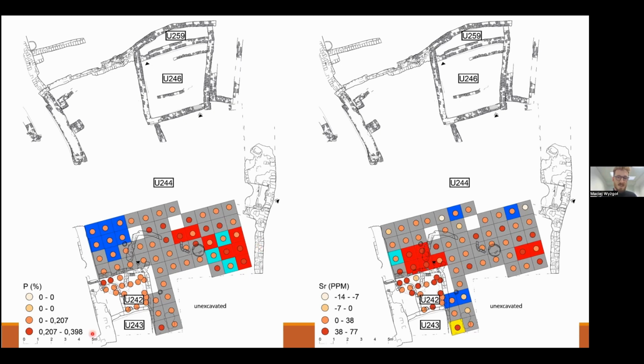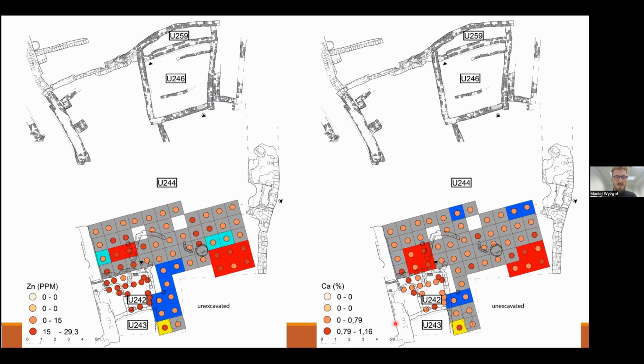Inside the room, there were too few samples to calculate the autocorrelation, although the values were generally higher than the background level. It's the same with zinc and calcium. You can see here also the clusters of high values and low values, and especially zinc got very high values inside the room.